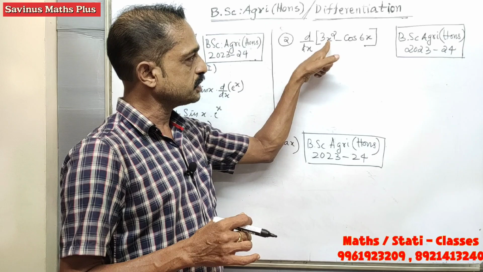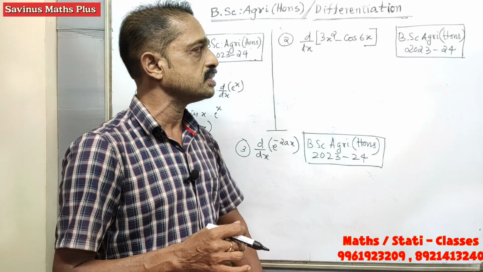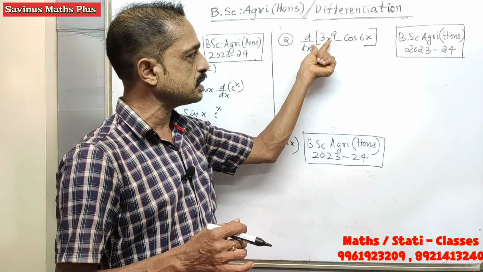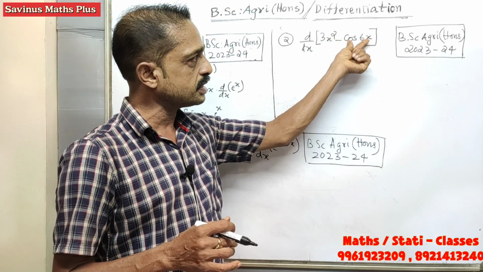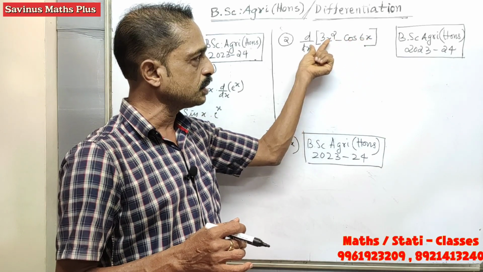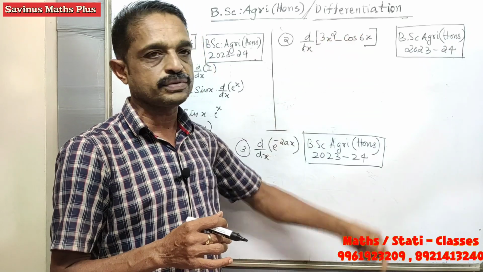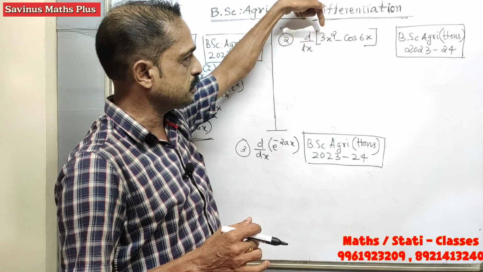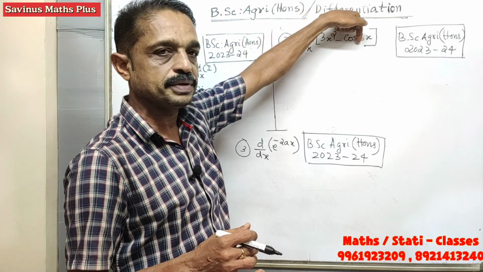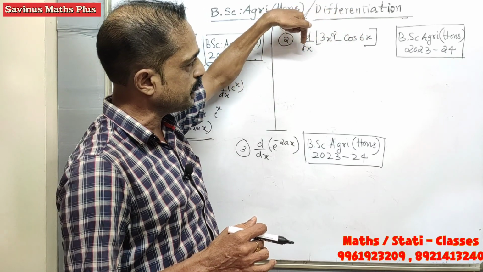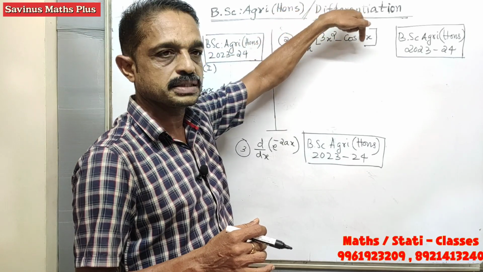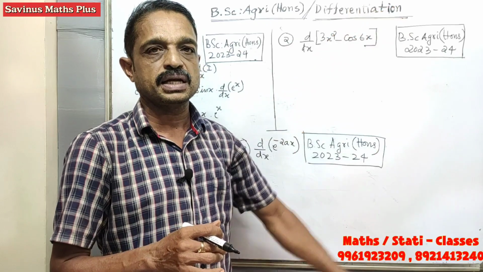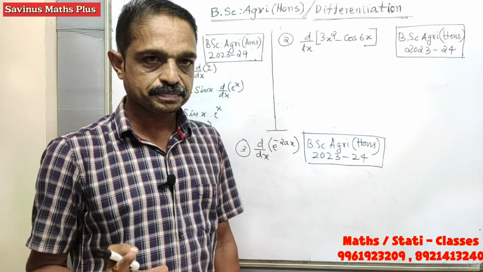Now let us go to the next question. d by dx of 3x square minus cos 6x. This is a difference of two functions. 3x square is a polynomial function and cos 6x is a trigonometric function. In order to differentiate the difference of two functions, that means this is of the form d by dx of u minus v. d by dx of u minus v is d by dx of u minus d by dx of v. That means you will have to differentiate each function separately with respect to x and then subtract.